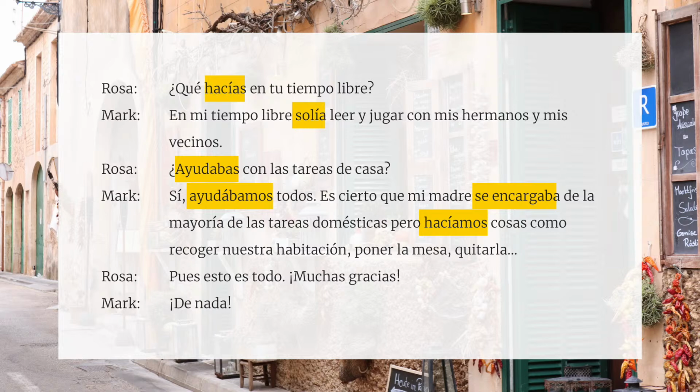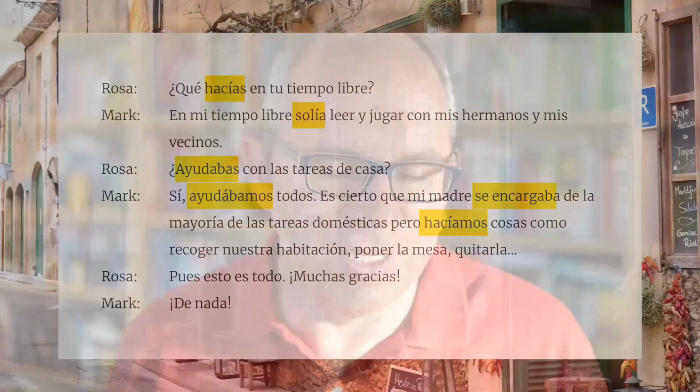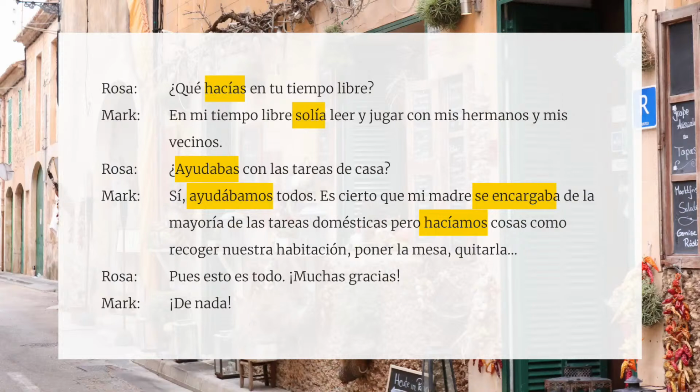Now, solía, what a wonderful verb. Solía is a fantastic verb. It comes from the verb soler. And soler can be paired with an infinitive. And when it's paired with an infinitive, then it means to used to do something. And that's quite tricky to understand on the basis that we've already talked about the imperfect tense on its own can be conveying that. But when we're talking in the present, suelo hacer, I tend to do something. Or in the past, I tended to do something. So bring this back on. En mi tiempo libre, solía leer y jugar con mis hermanos. So in my free time, I tended to read y jugar con mis hermanos and play with my brothers and sisters. So Rosa asks another question.